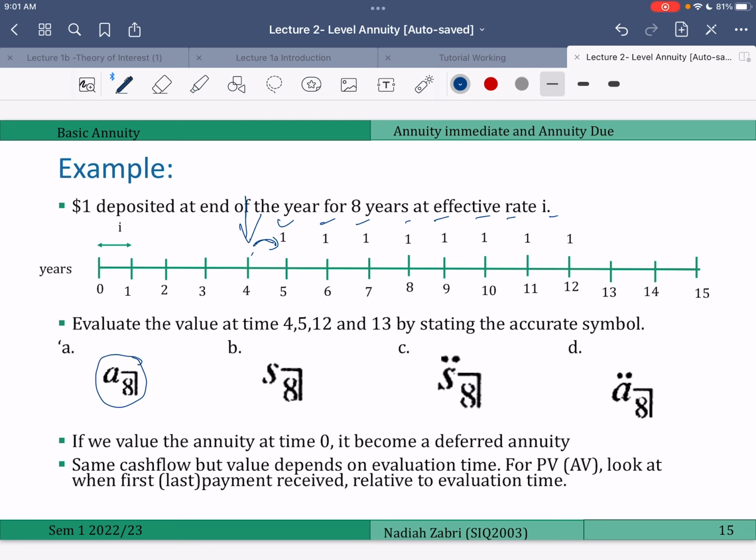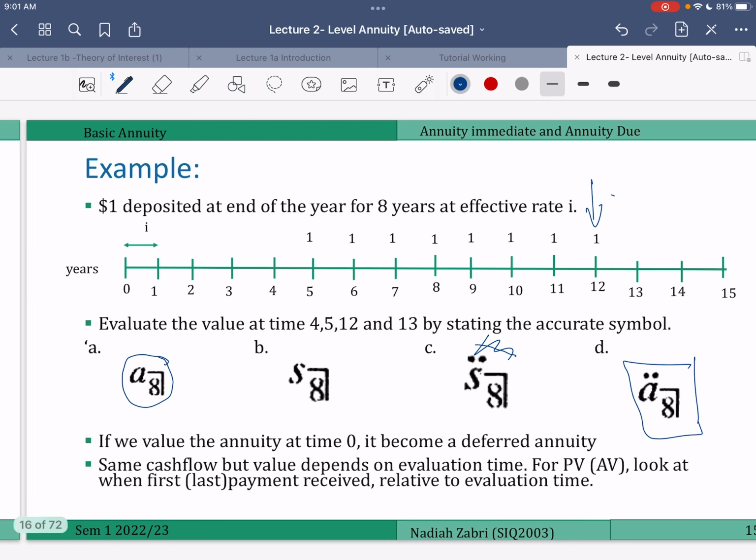But if we are evaluating it at time 5, then what does it become? It is still present value of all of this cash flow, but at time 5, so it will become A double dot angle 8, because the first payment is due immediately. What about if we are evaluating this cash flow at time 12? So what is this? Are we going to find S angle 8 or S double dot angle 8?